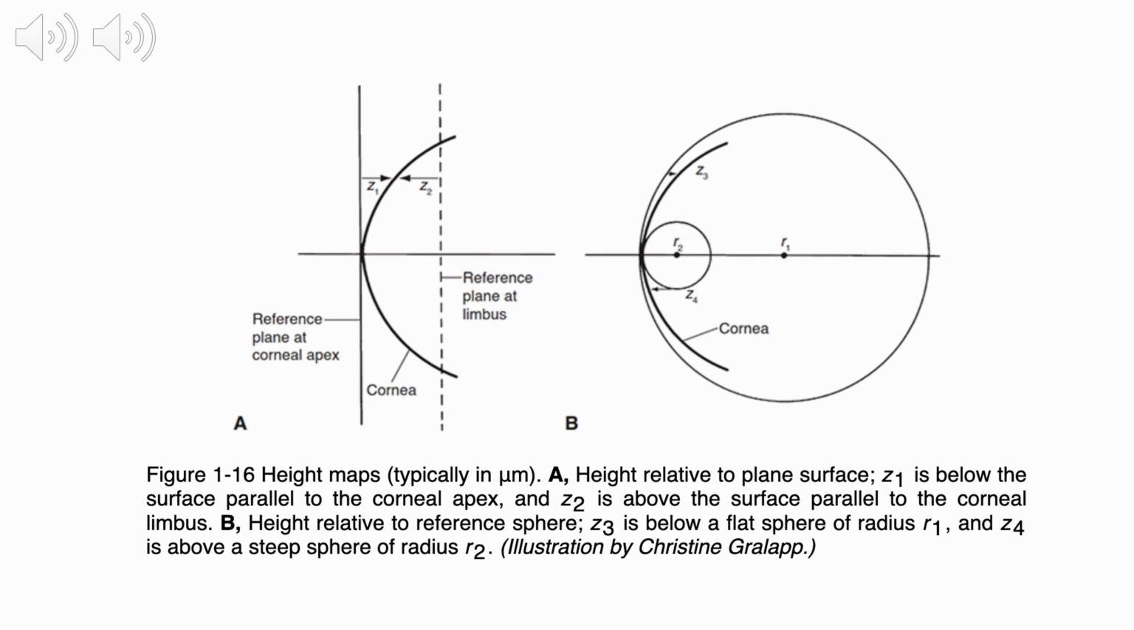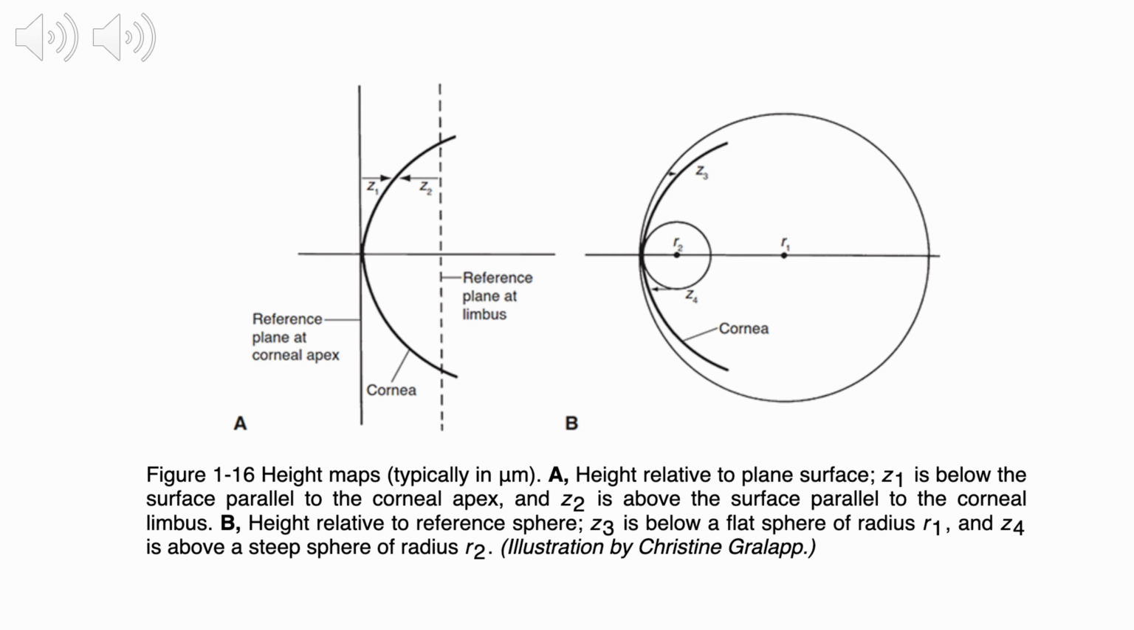Instead of using a flat surface, the cornea is compared to a reference sphere. One sphere is flatter, labeled R1, and the other is steeper, labeled R2. When the cornea is compared to the flatter sphere, it may sit below that surface, giving a negative height value like Z3. When the same cornea is compared to a steeper sphere, it may sit above that surface, giving a positive height value like Z4. Again, nothing about the cornea itself is different. Only the reference shape has changed.